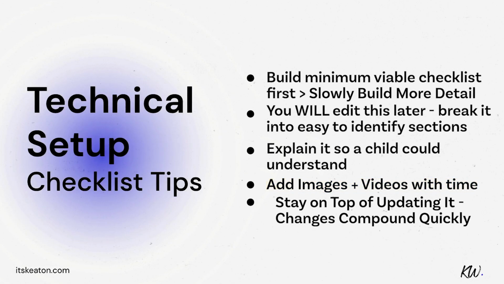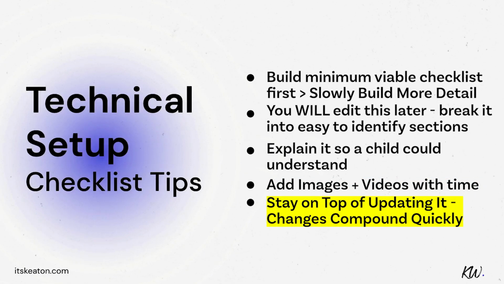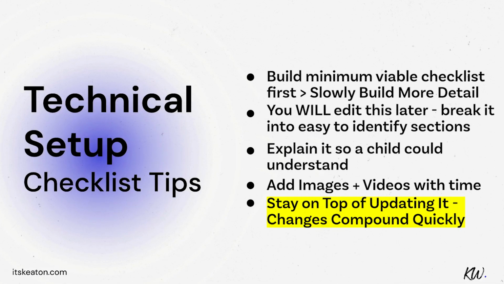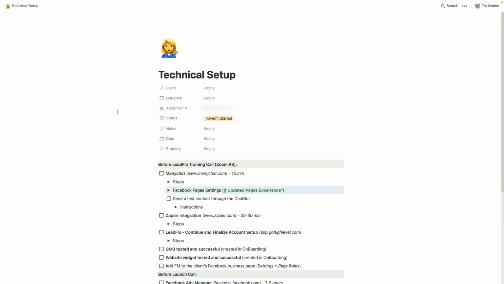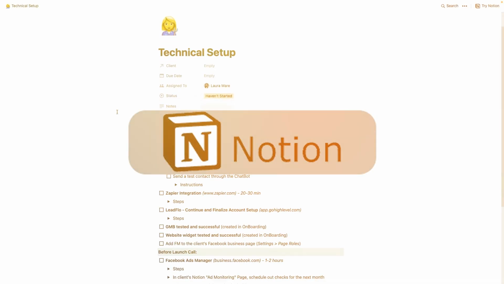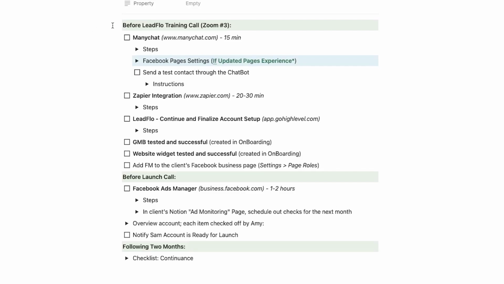And then lastly, stay on top of updating this checklist. Changes compound quickly, and if you don't update them regularly, they're going to be completely outdated in a matter of weeks. So this is my technical setup checklist inside of Notion. That's what we use for project management inside of my agency. So you can see on the surface, this looks simple. We have things that must be completed before the CRM call, things that must be completed before the launch call, and things that must be completed in the following months.